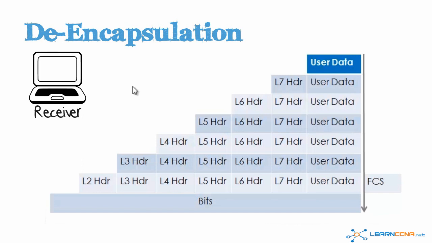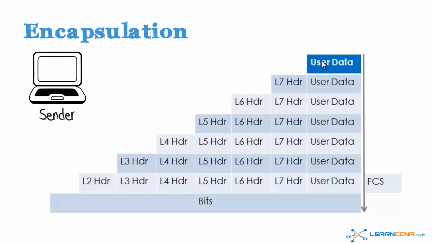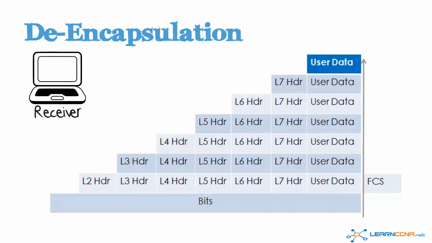So in summary, please note that on the sender, the data is transmitted down through the OSI model and encapsulated at each layer, and then physically transmitted across the wire. At the receiver, the data is de-encapsulated at each layer of the OSI model until we have the original data, which is then used by the application.